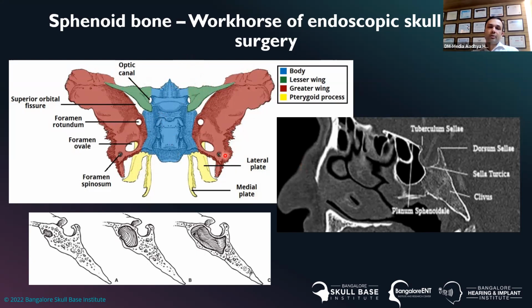That is the importance of the greater wing of the sphenoid. The pterygoids are also in close relation. The pterygoid is in very close relation to the foramen lacerum, which is also closely related to the internal carotid artery. We need to understand that there are muscles attached to the lateral plate. So that's about the sphenoid. The sphenoid body obviously houses the sphenoid sinuses, and this is basically the pneumatization of the sphenoid sinuses, that is pre-sellar, sellar, and post-sellar pneumatization.